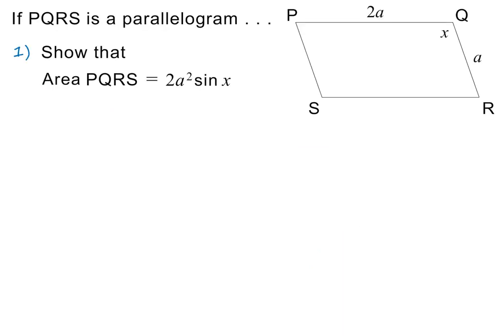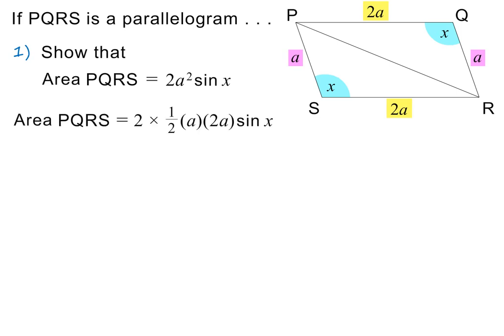Let's end with this example. Please pause to read it. First, you need to recall the fact that the opposite sides and opposite angles are equal in a parallelogram. If we draw in this diagonal, we clearly have two identical or congruent triangles. This is because of the condition side angles side, which you should know well by now. The area of PQRS is therefore 2 times half A times 2A times sine x. This simplifies to 2A squared times sine x, which is what we were asked to show. This completes part 1 of the question.